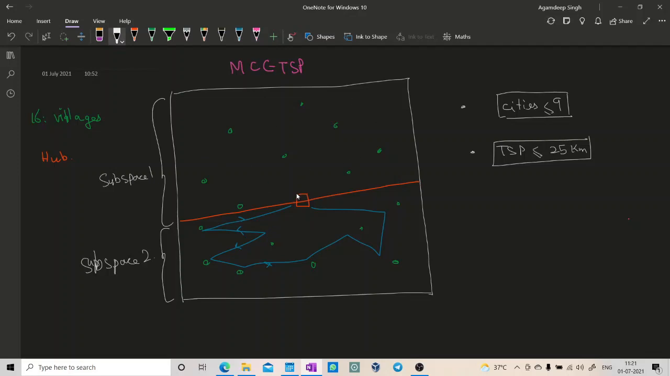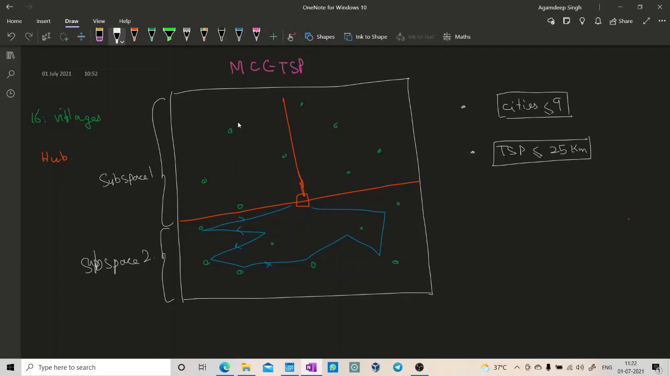Since subspace 1 is not satisfying our constraints, either of cities or of TSP distance, I'll start drawing lines, like this at an interval of 5 degrees, till I get a line which is good enough and which minimizes the difference of cities on each side of the line. Here we have 8 cities, so ideally we want 4 on each side. One candidate line could be this one. Now we check on each side of the line whether cities and TSP distance are satisfied.